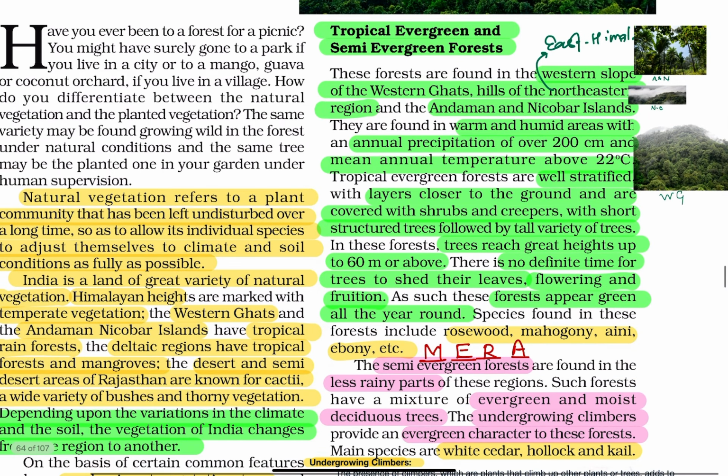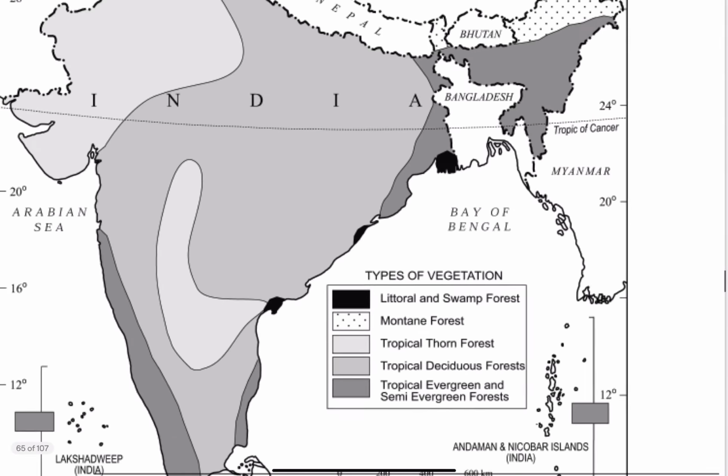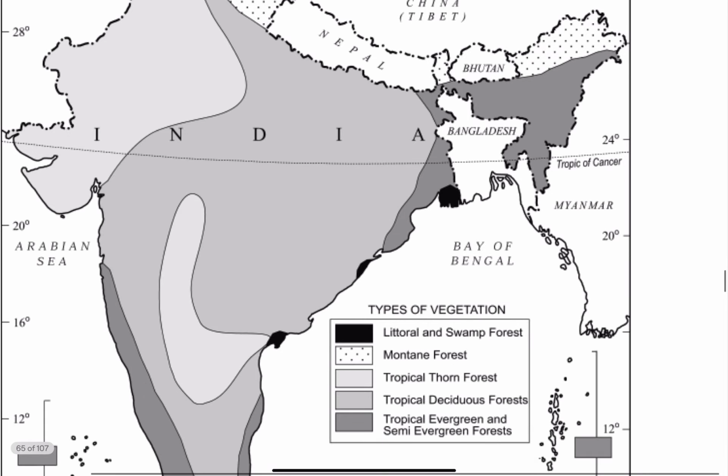Now, the tropical evergreen and semi evergreen forests are found in the western slope of the Western Ghats, the hills of the northeast region, and the Andaman and Nicobar Islands. Basically, in the eastern Himalayas you will find them, in the western slope of Western Ghats you will find them, and in the Andaman and Nicobar. So understand the location. It's very beautifully given in NCERT.